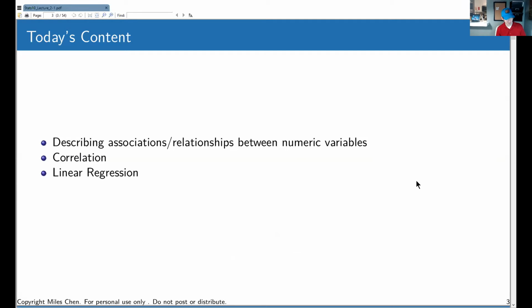Okay, so today's topics are describing associations and relationships between numeric variables. We'll talk about correlation, the correlation coefficient, the number there, and then we'll also talk about linear regression.